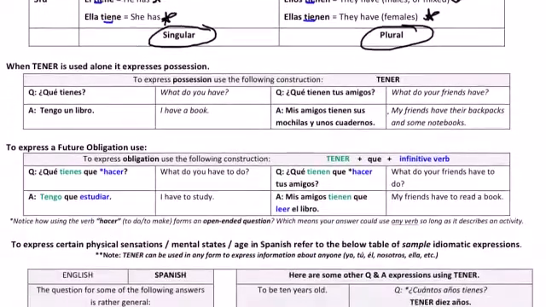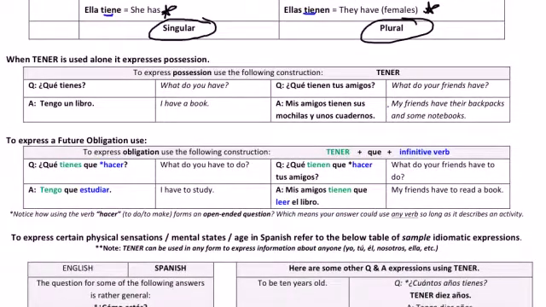Tener can be used in a number of ways. The first way to use tener is to express possession. And here I have a question and answer. We have ¿qué tienes? Basically, we're asking, what do you have? And our answer would be, tengo un libro. See how the question is stated in second person and we're answering in the first person.